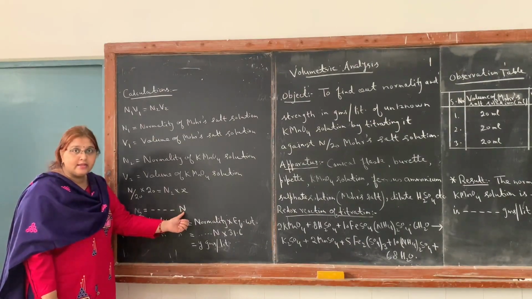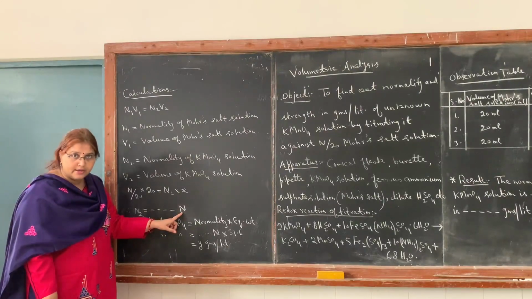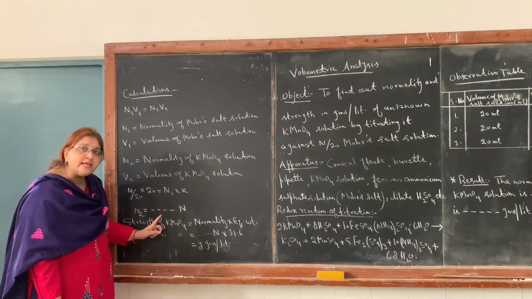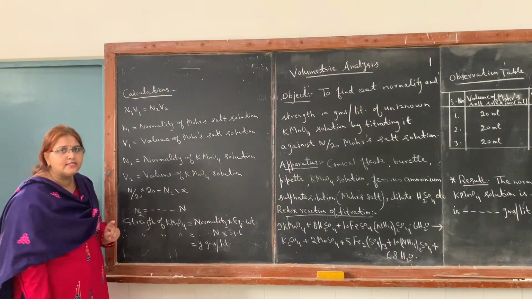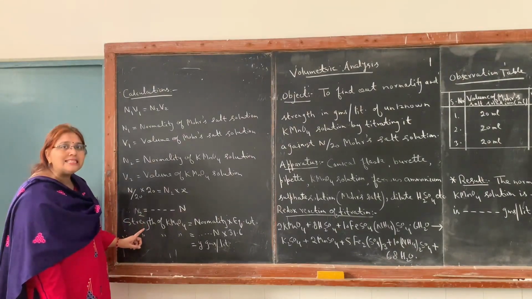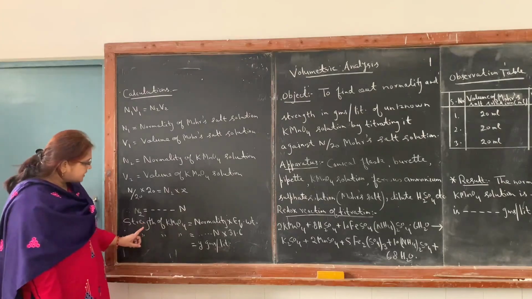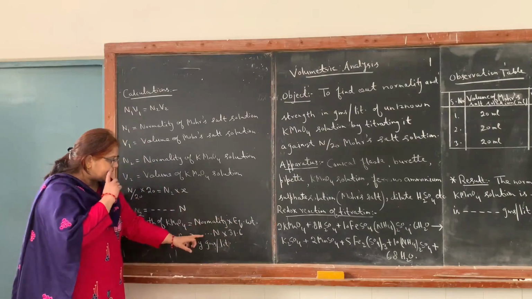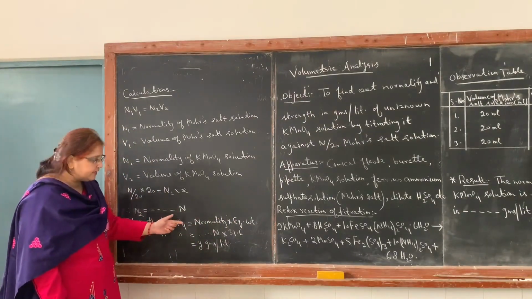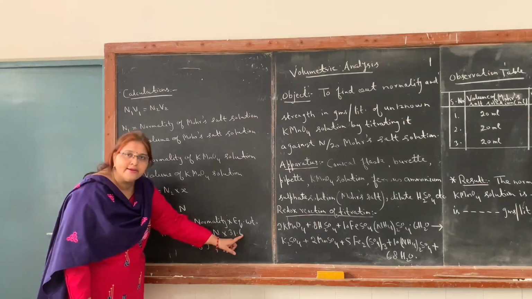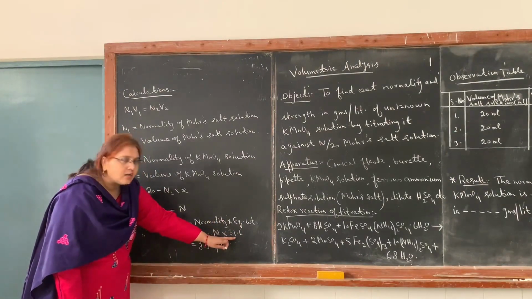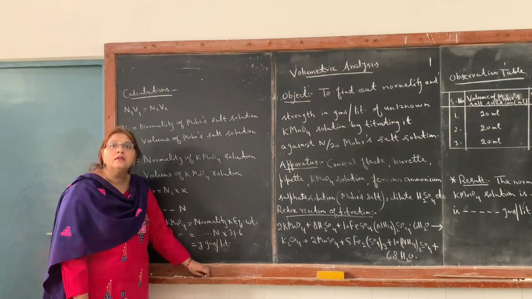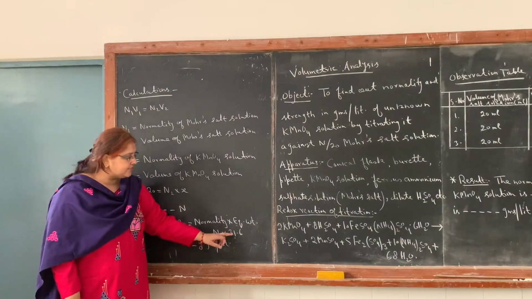The important thing is that you have to write the unit for normality, which is capital N. You have to always calculate normality up to 4 decimal places. After calculating normality, we have to calculate the strength of KMnO4, which is equal to normality into equivalent weight. This normality is the same normality which we have just calculated, multiplied by 31.6. Now from where do we get the 31.6? It is the equivalent weight of KMnO4.